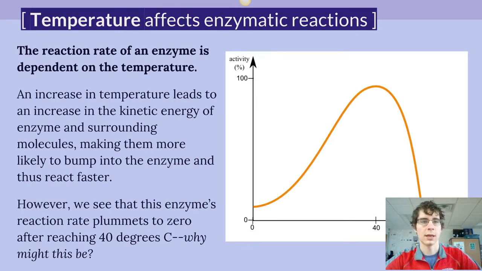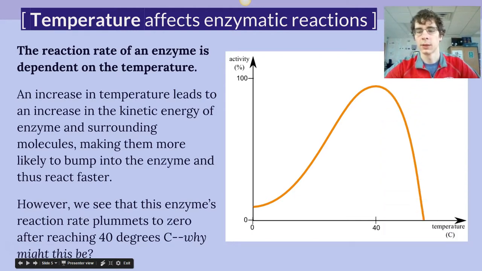Okay, here is the first graph. What this graph is telling us is that the reaction rate of an enzyme is dependent on the temperature. What do we mean by that? Well, this percent activity means how active is the enzyme. Higher activity means the reaction rate is going to be higher. At 0 degrees, the enzyme has maybe 5% activity. At 40 degrees Celsius, it has almost 100% activity. And then it drops off precipitously after 40 degrees.